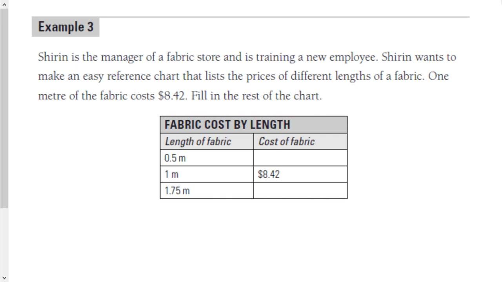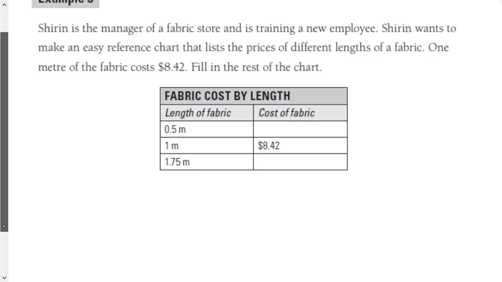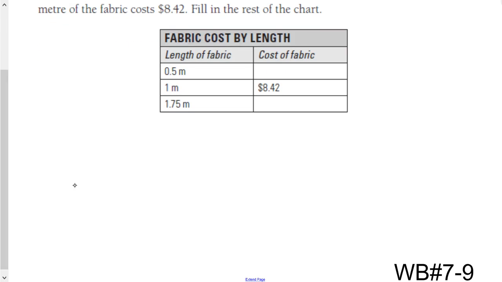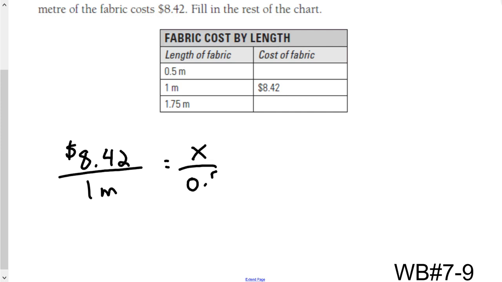Sharon is the manager of a fabric store and is training a new employee. Sharon wants to make an easy reference chart that lists the price of different lengths of fabric. 1 meter of the fabric costs $8.42. Fill in the rest of the chart. So we can solve this using proportions. We know that 1 meter is equal to $8.42 over 1 meter. And I need to know how much for half a meter.